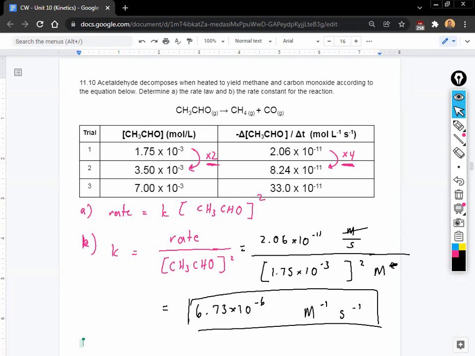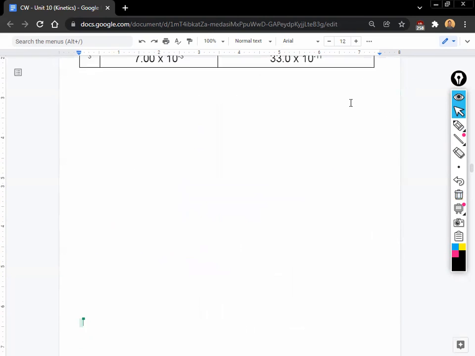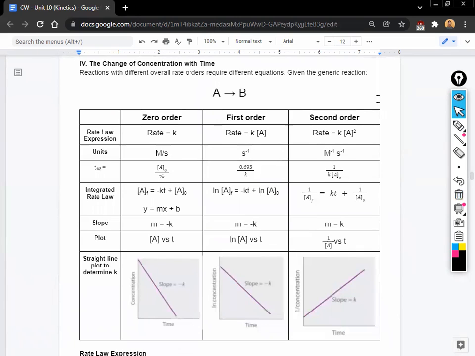Okay, so this next part right here, there's a lot of information, a lot of little details that we can derive from the rate law equation about 0, first, and second order rate or reaction orders. Okay, so I have this table here. Please don't memorize it. Honestly, don't even think too much about it.